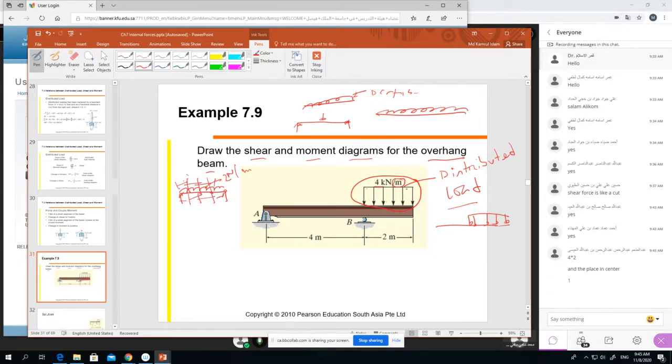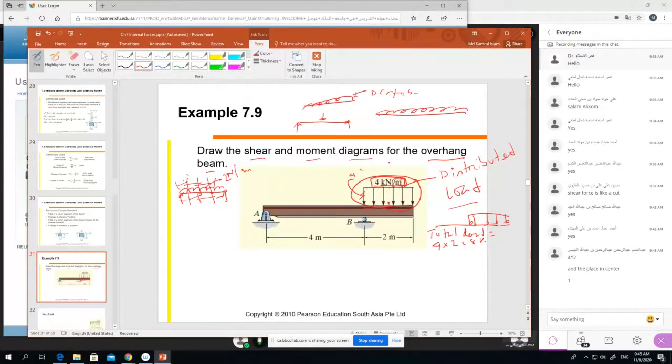4 kilonewton per meter means per unit length the load is 4 kilonewton. But if you want to calculate the total force, then we have to multiply 4 into 2. This 8 kilonewton will be the total force, the total load. We say the load will be 8 kilonewton, and the load will be working at the middle.